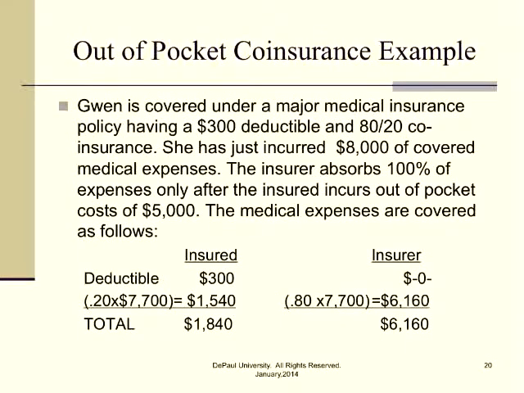There's an out-of-pocket example. More and more insurance companies are saying you have to now spend out-of-pocket a total of $5,000 or $10,000 before we pay 100%. So in this example on slide 20, Gwen is covered under a major medical insurance plan with a $300 deductible, 80/20 co-insurance, and she incurred an $8,000 covered medical expense bill. But the insurance company only absorbs 100% once Gwen spends $5,000 out of pocket. If that's the kind of question you get, this is how the example works.